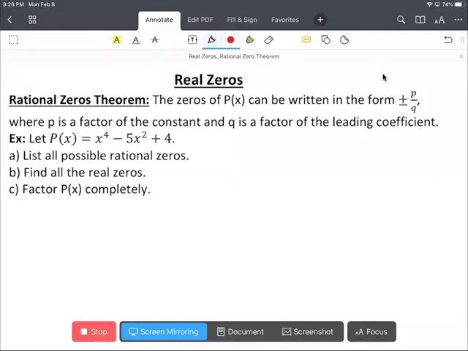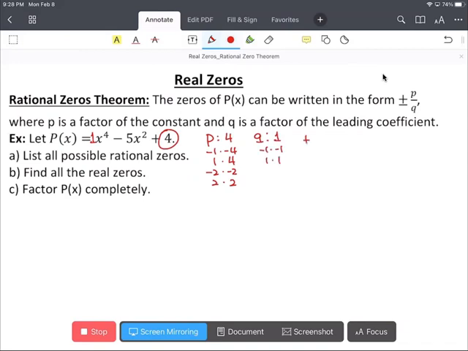In this video, we're going to find the real zeros using the rational zeros theorem. First, we're going to find factors of p, and p for our case is the constant 4, and factors are -1 times -4, +1 times +4, or -2 times -2, or +2 times +2. And for q, we have a leading coefficient of 1, and when we factor that out, we have -1 times -1, or +1 times +1.